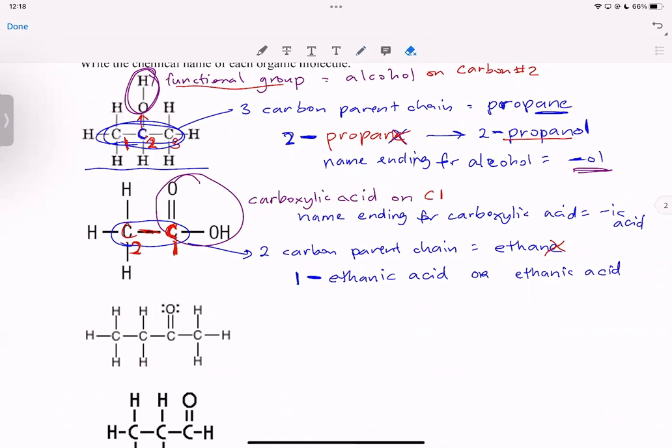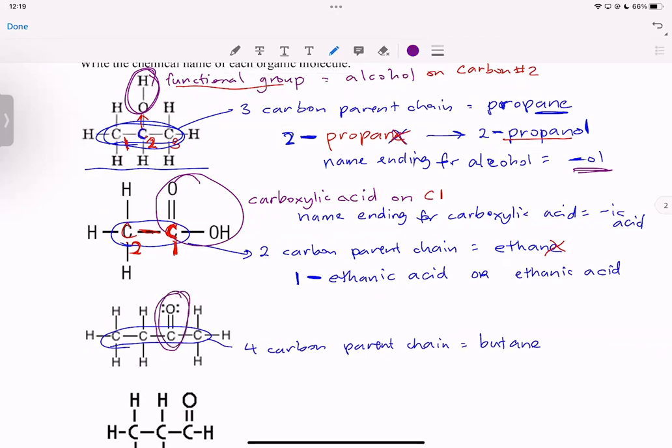Okay, so the next example, we've got these 4 carbons as the longest continuous chain. So this is a 4-carbon parent chain. And so in this 4-carbon parent chain, you want to find the name of that, or the name of a 4-carbon parent would be the prefix but. It would be butane. And there's also this functional group. So in purple, what is the functional group with the carbon double bond oxygen? That's called a ketone.